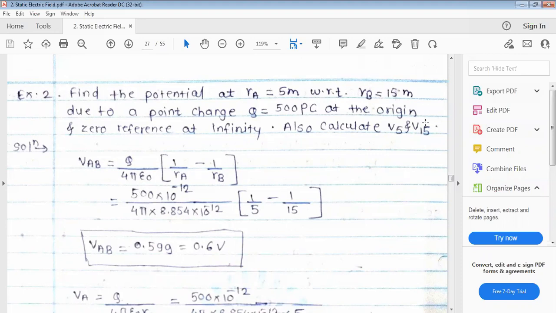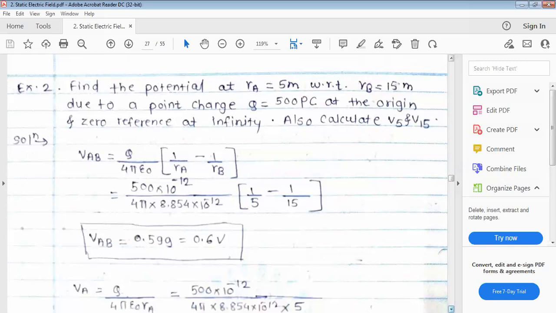Okay. So it is given in picocoulomb. So it is 500 into 10 raised to minus 12 divided by 4 pi epsilon 0. Epsilon 0 is 8.854 into 10 raised to minus 12 into bracket 1 upon RA. What is RA? 5 meter, and RB is equal to 15 meter. So just solve this. Then you will get VAB is equal to 0.599.